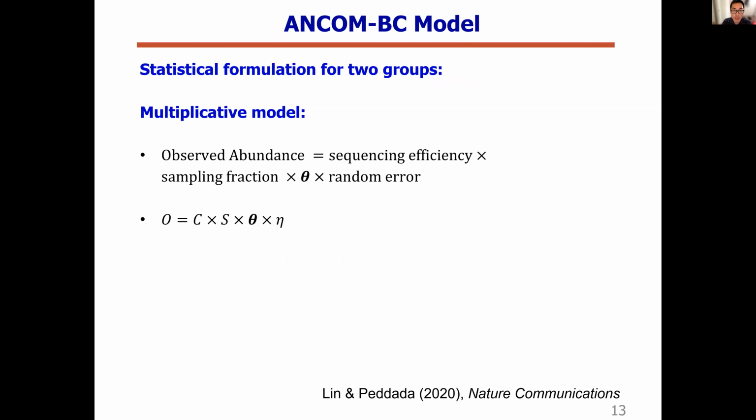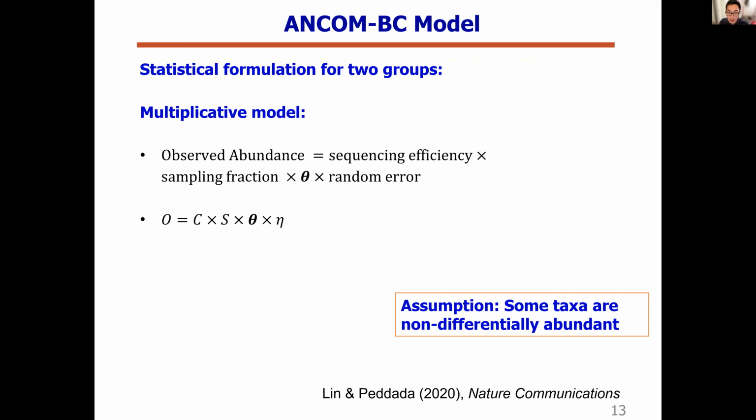Because of some limitations of the existing methods, we proposed a new model called the analysis of compositions of microbiomes with bias correction, in short the ANCOM-BC model, earlier last year, which was published in Nature Communications. Here, due to the time limitation, I only show you the most straightforward formula for the two-group comparison problem. Basically, the statistical formula for two-group comparison is a multiplicative model, which is listed here. Assume the observed abundance equals the product of the sequencing efficiency C, times the sampling fraction S, times the parameter of interest theta, and some random error.